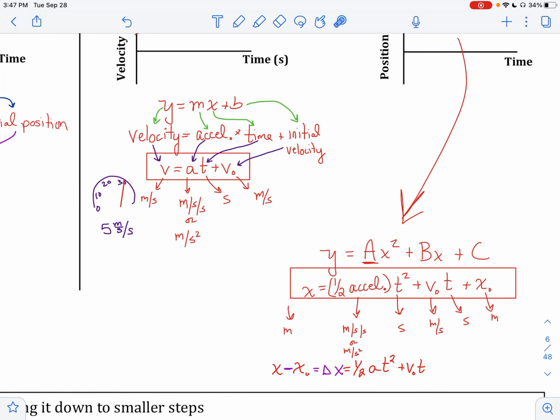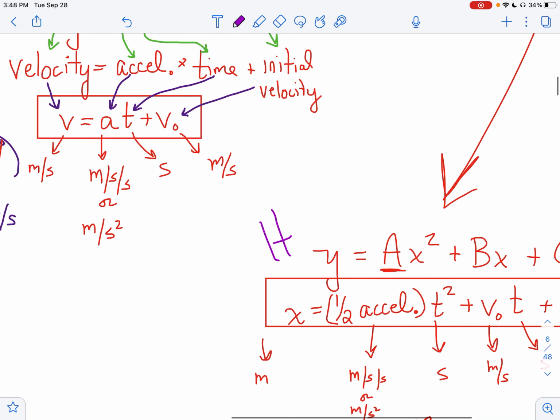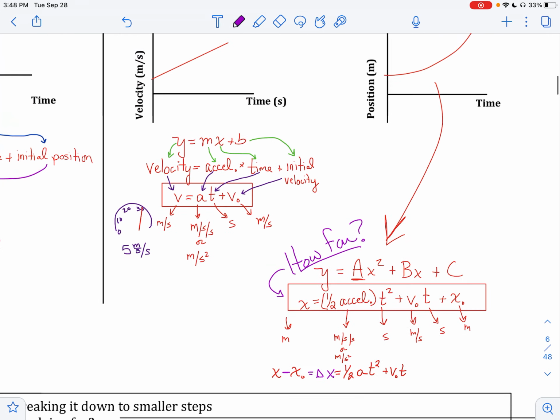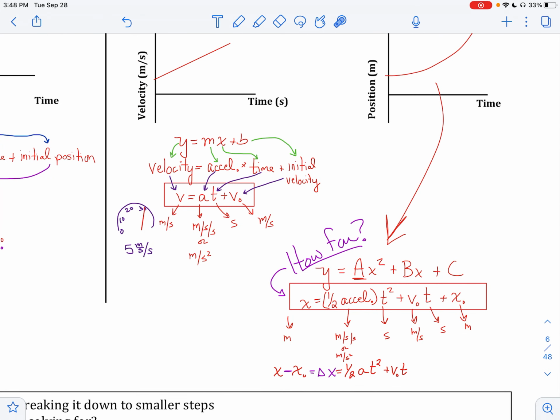So you'll notice that this equation, the lower one, has position and it has how far in it. And this equation does not. So if the problem is asking you or has information about how far the object went, you want to use this equation here. If it doesn't give you anything about how far or the starting position or the final position, and it's not asking you to find that, you'll use this equation here.